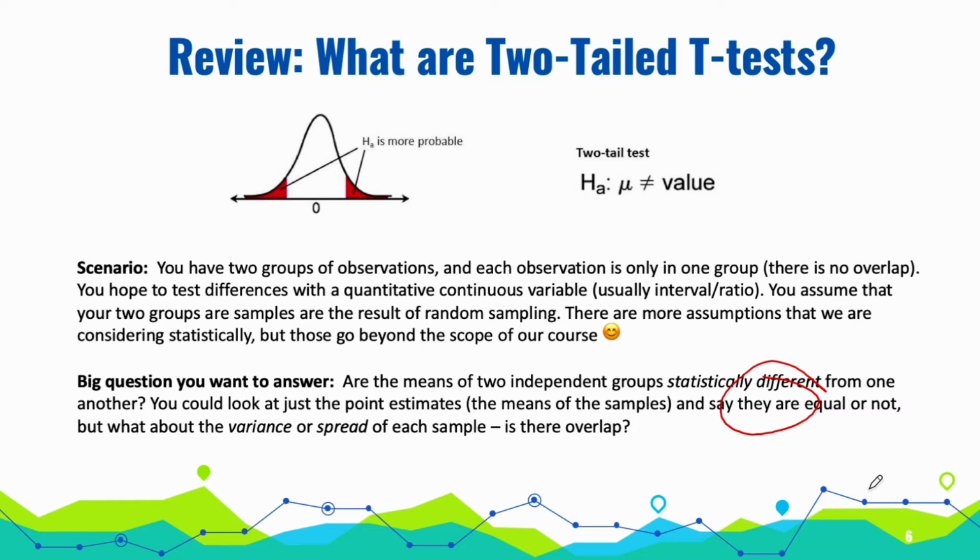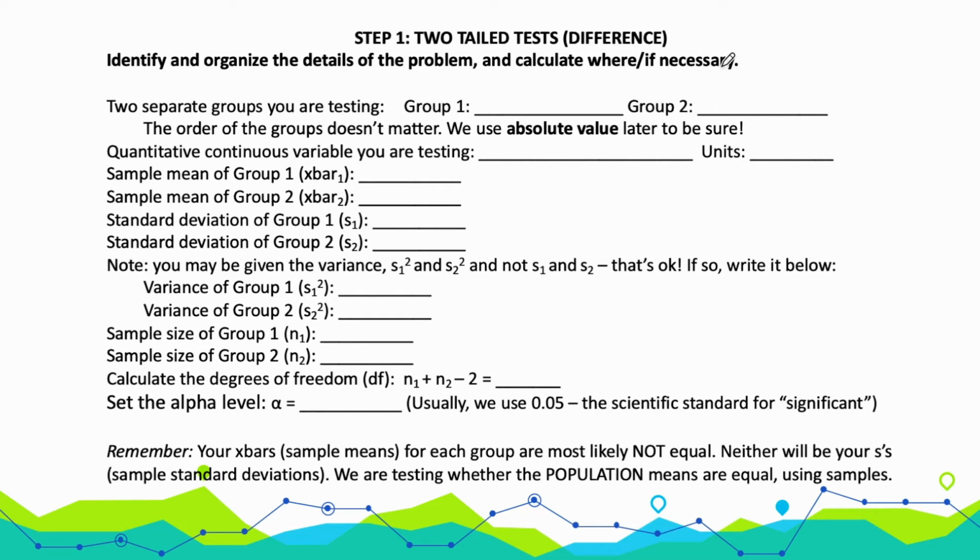You could look at just the point estimates, which are the means of the samples, and say whether they're equal or not, but what about the variance or spread of each sample? Is there overlap when we look at the population level? Your first step is to identify and organize the details of the problem and calculate when and if necessary.